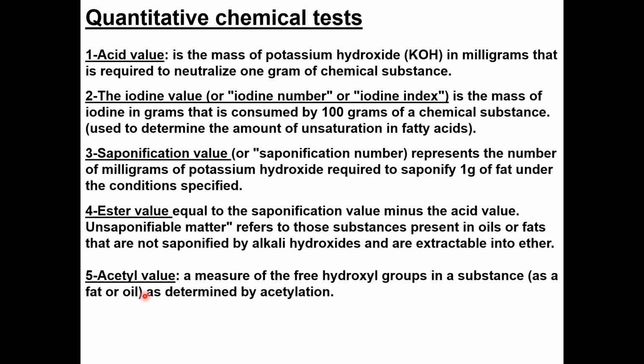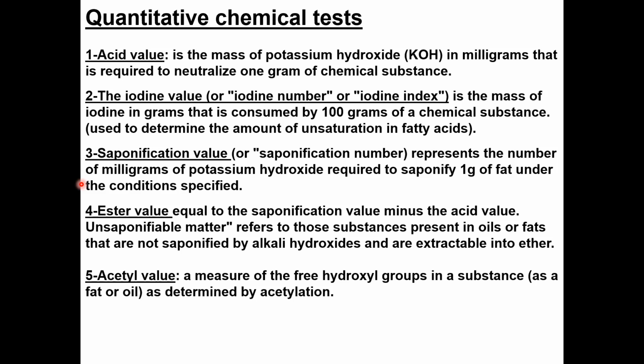These are some definitions of these quantitative chemical tests. The acid value is defined as milligrams of potassium hydroxide required to neutralize 1 gram of chemical substance. It's basically for fixed oil, but it can be another type of chemical material or chemical substance. This is the measure of free acidity, the free acid present in the 1 gram.